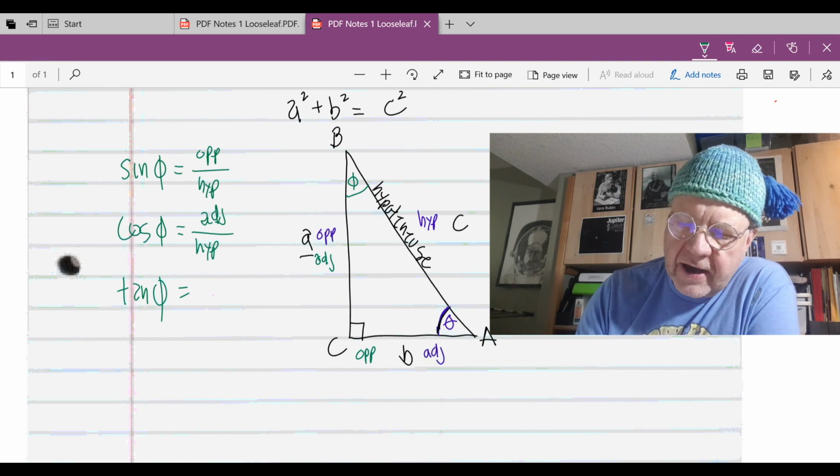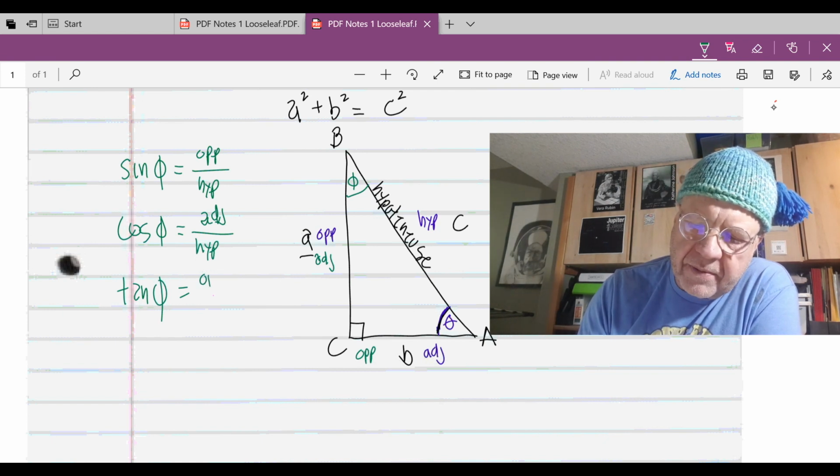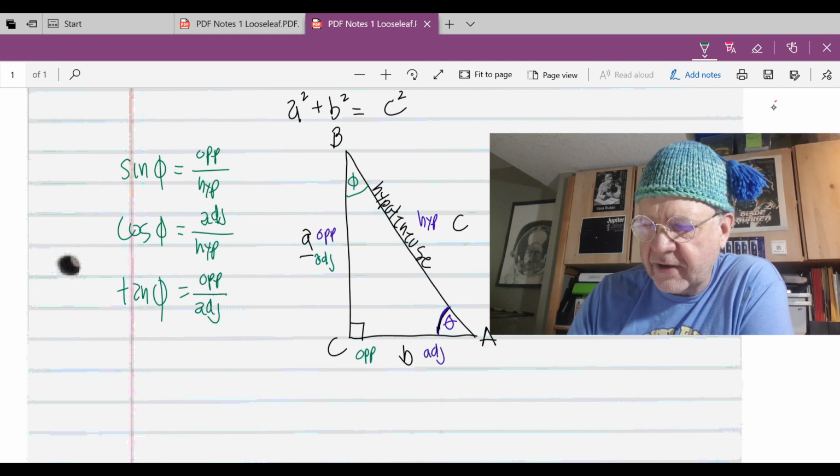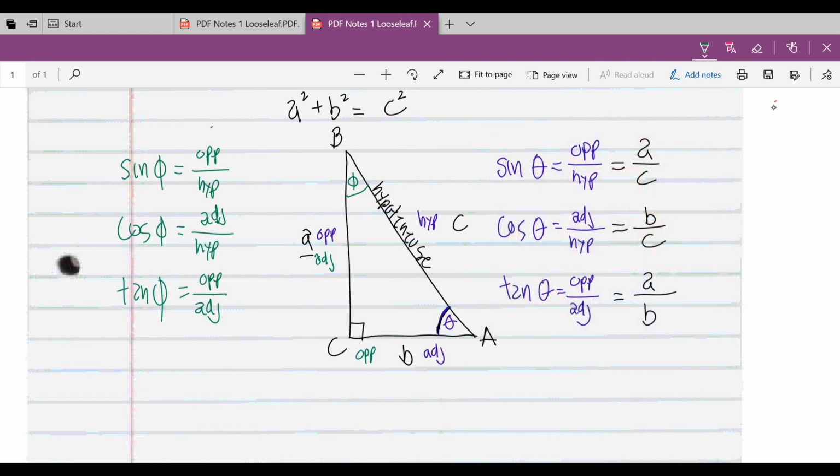And finally, tangent of phi is still going to be the same. It's going to be the opposite divided by the adjacent. All right? So what I want you to notice is that these definitions here don't change. Trigonometric ratios are the same for every angle. But let's take a look at what happens when I put the original triangle side labels in. This little letter b doesn't change at all. So sine of phi is going to be b over c. Cosine of phi looks like it's going to be a over c. And the tangent is going to be b over a.